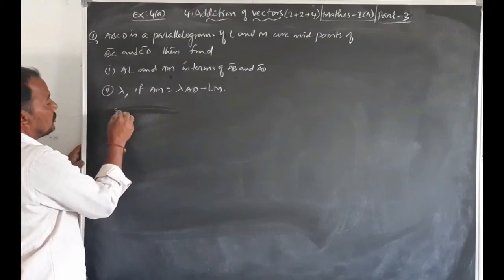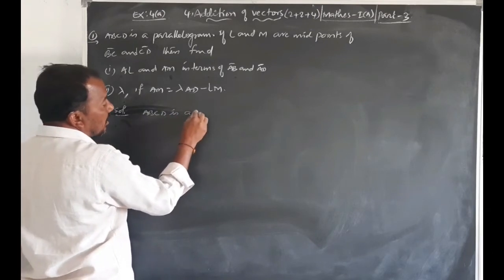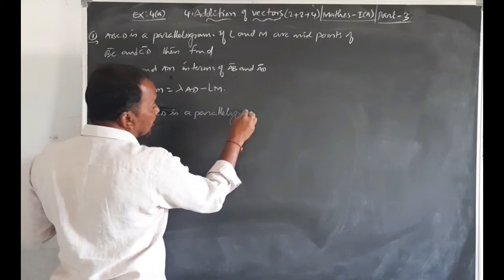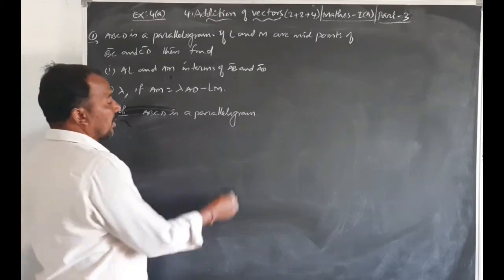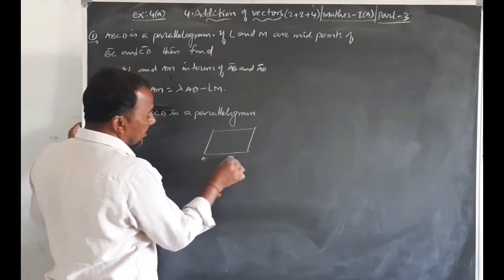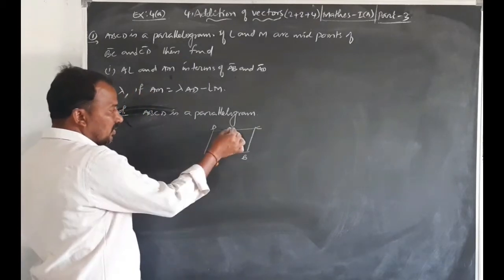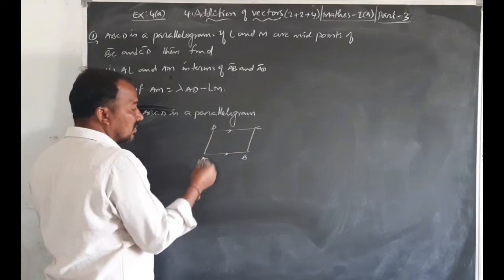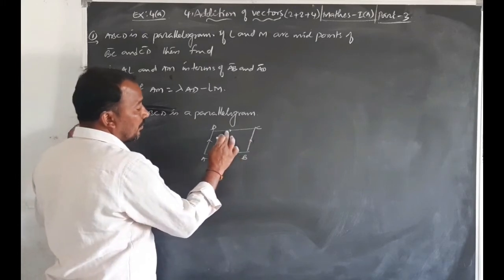So, solution. ABCD is a parallelogram. What is the meaning of a parallelogram? Opposite sides are equal and parallel. A, B, C, D. Opposite sides are equal and parallel.